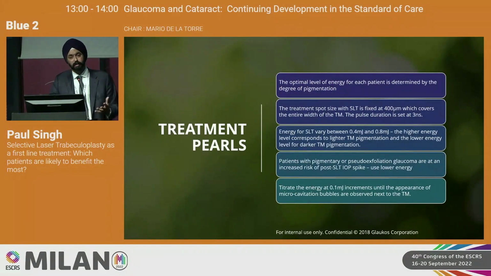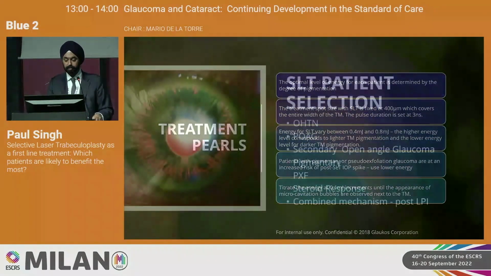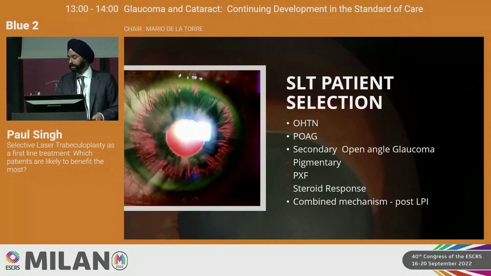But some of the pearls, I start them on 0.5 or so, 0.6 millijoules. And I go up and down depending on the level of pigmentation. The more pigmented the TM, the lower the power I use, because pigmented patients absorb the energy better and have a little bit higher risk of developing a pressure spike afterwards. So I vary it depending on pigmentation, and I use that titration of the champagne bubbles. Once I see it, then I stop increasing the power, even if I don't see champagne bubbles for every single shot I do.